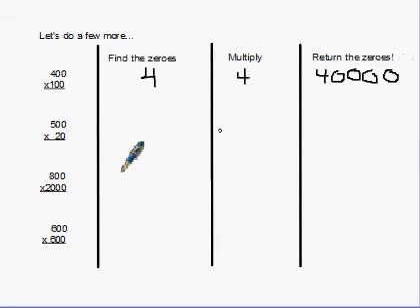With 50 times 20, I've got 3 zeros. 5 times 2 is 10. And I've got to add those 3 zeros back on behind the 10. So my answer becomes 10,000.